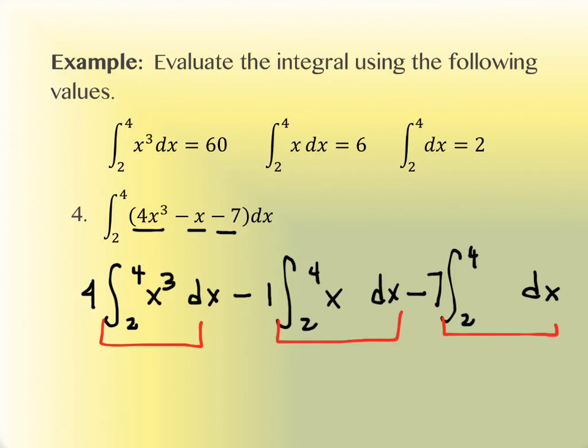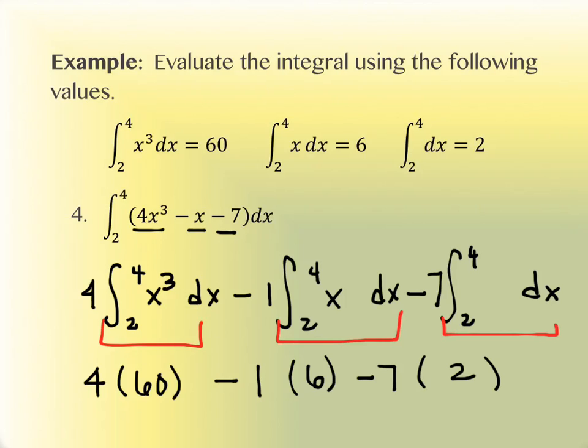Now all you're going to do is recognize that this piece and this piece you know values for because they were given to you with the original problem, right? The original description above. What is the integral from 2 to 4 of x cubed dx? It's 60. So now we have 4 times 60 minus. What is the integral from 2 to 4 of x dx? It's 6 minus the 7. And what is the integral from 2 to 4 of simply dx?